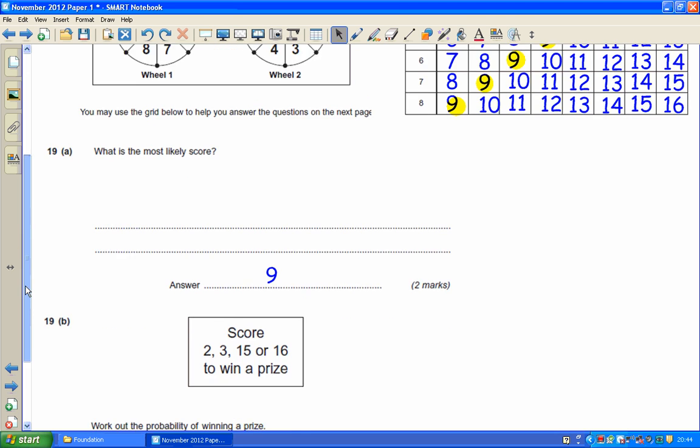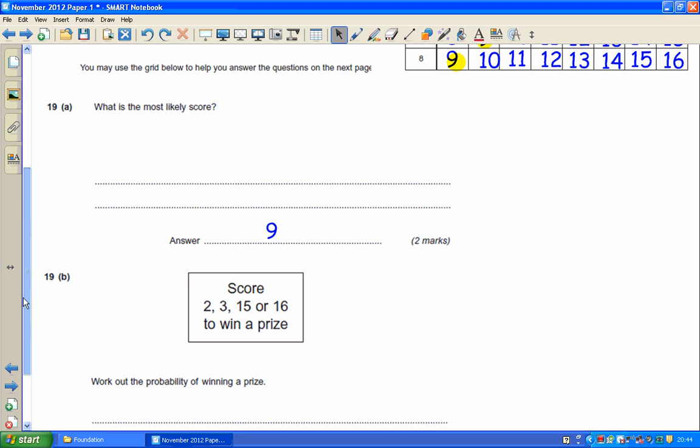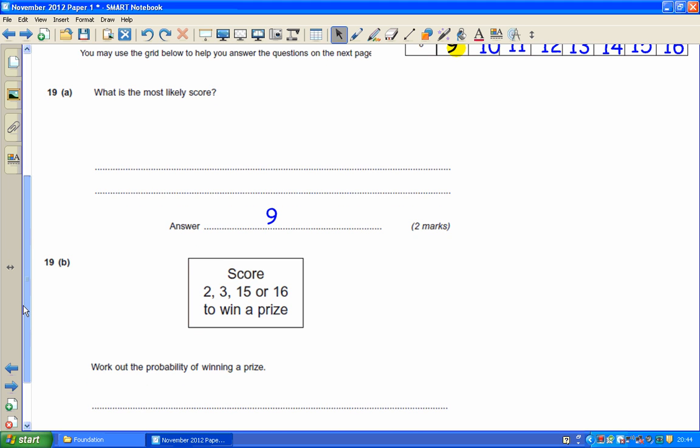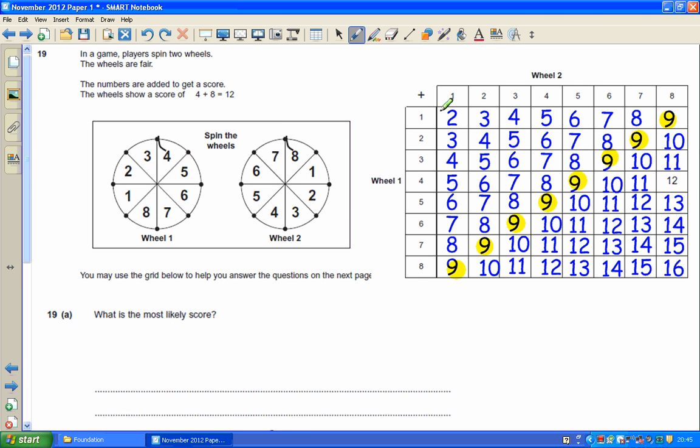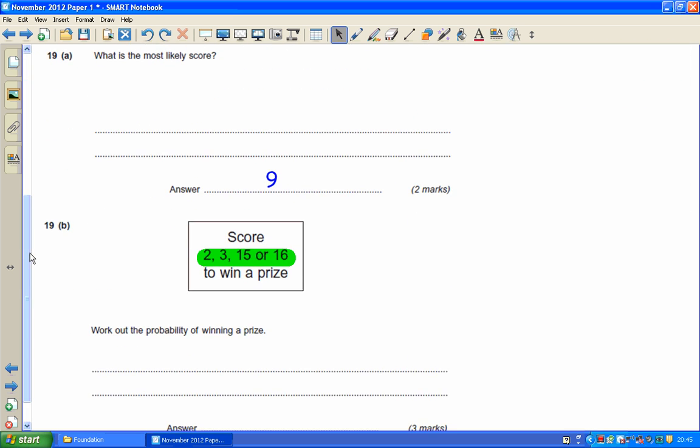Now then, part B says score 2, 3, 15 or 16 to win a prize. Work out the probability of winning a prize. So to do that we need to see how many times these numbers appear all together. So there's one way of getting 2, there's 2 ways of getting 3, and 15's down here, we've got 1, 2. Okay, so how many have we got? 1, 2, 3, 4, 5, 6 altogether. Out of, well, there are 8 numbers by 8 numbers, so 64 altogether. So 6 out of 64 ways of winning.